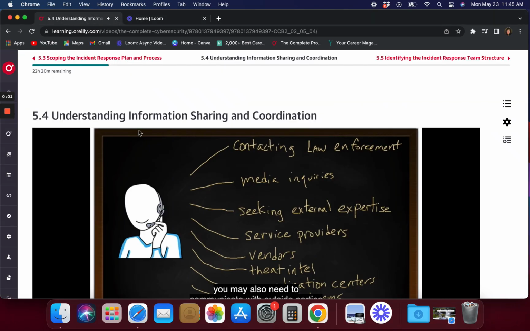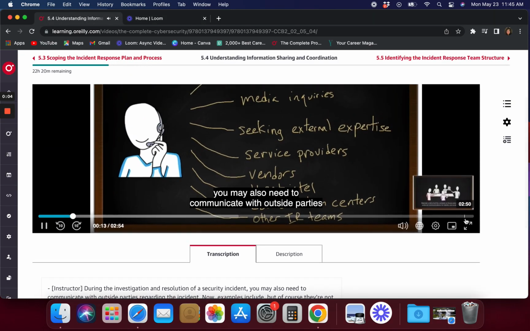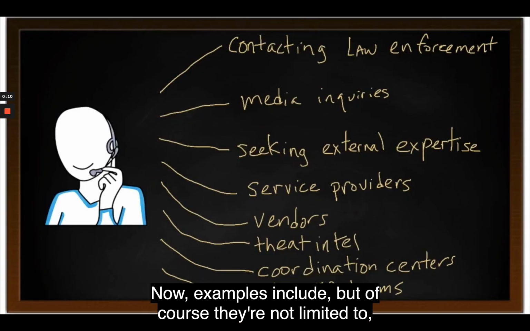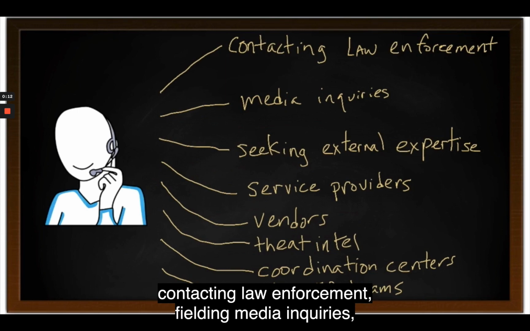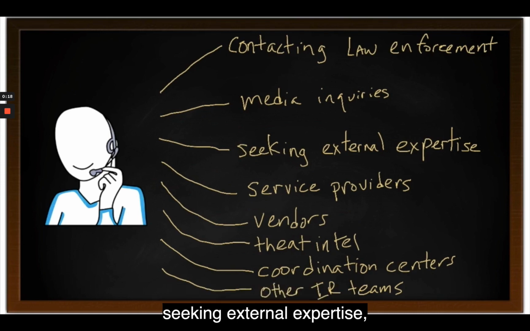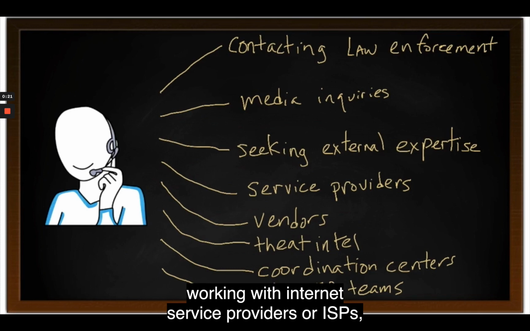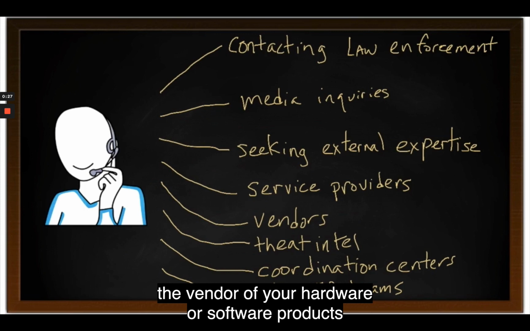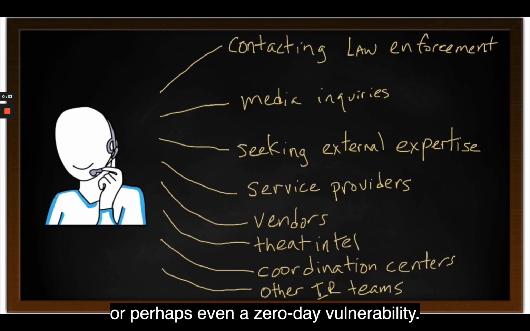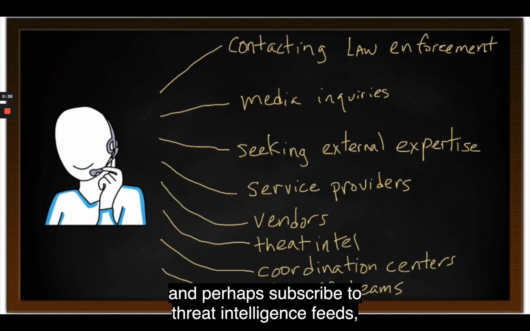Of a security incident, you may also need to communicate with outside parties regarding the incident. Examples include, but of course they're not limited to, contacting law enforcement, fielding media inquiries, right? So if for some reason the press was actually involved, seeking external expertise, working with internet service providers or ISPs, the vendor of your hardware or software products, right, that perhaps are under attack or have a vulnerability, or perhaps even a zero-day vulnerability. Also, how to gather threat intelligence and perhaps subscribe to threat intelligence feeds.